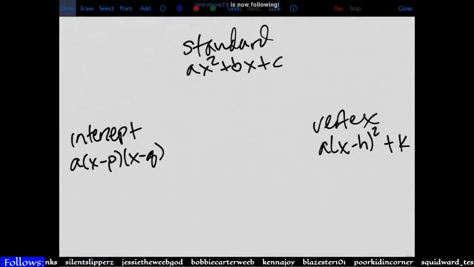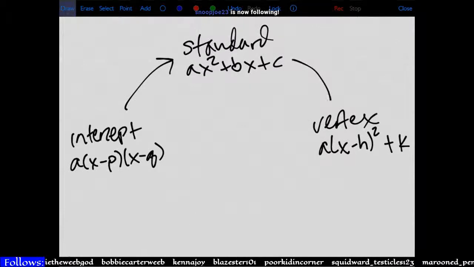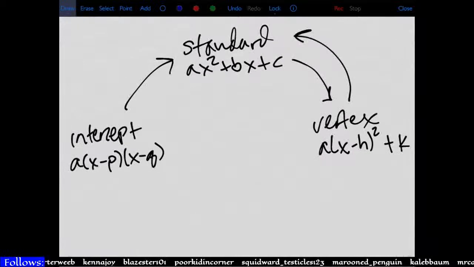Alright, so converting between these. To get to standard form, this should be the easiest one.